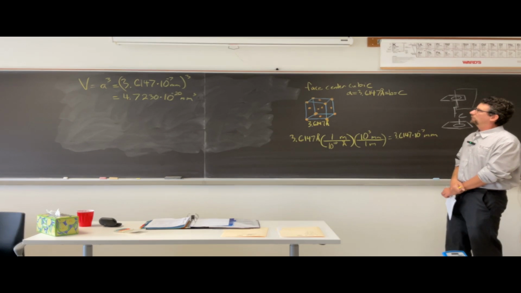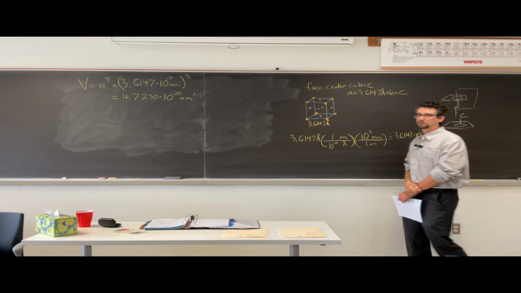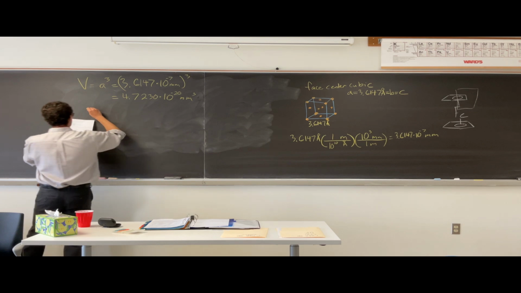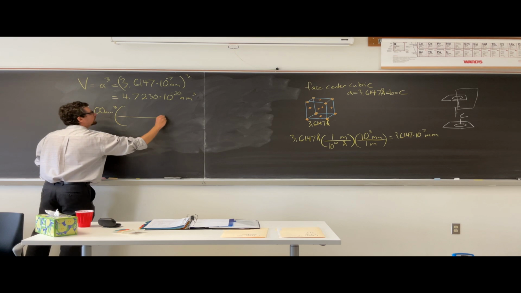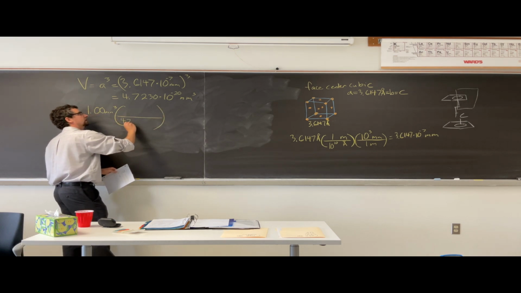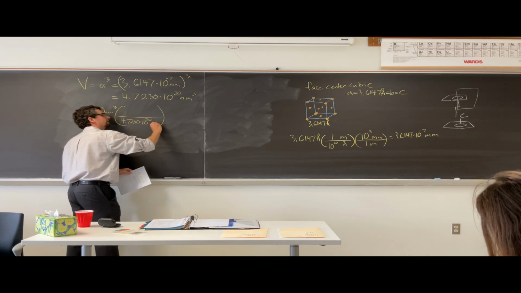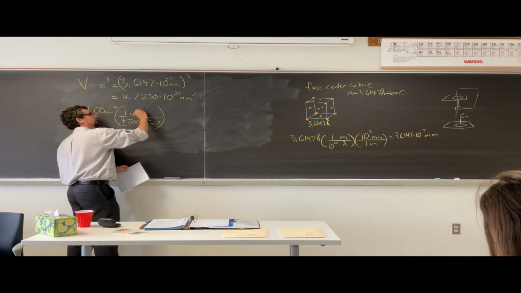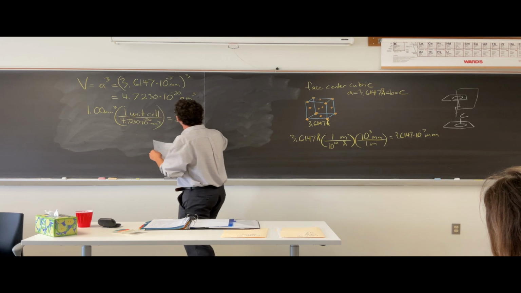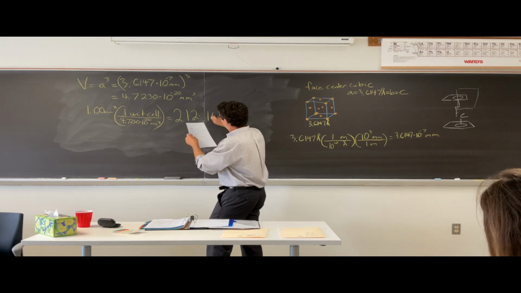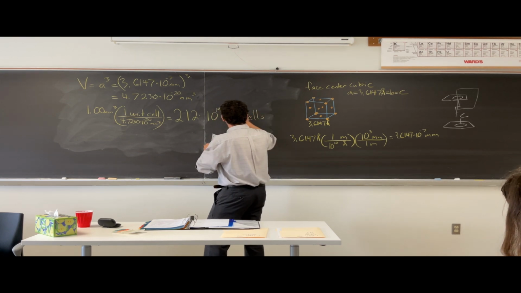Okay, what now? We have our unit cell volume in millimeters cubed. So we know our crystal is 1 millimeter cubed. We know we have this many cubic millimeters for every 1 unit cell. You divide that through, I found 2 times 10 to the 19 unit cells.